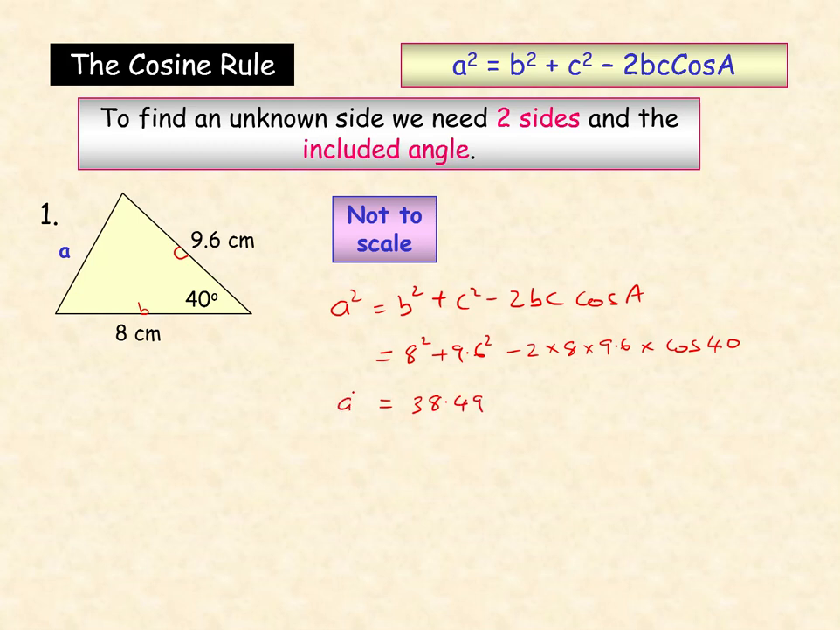But that's A squared. So I need to find A, and I do that by finding the square root of 38.49. The square root of 38.49 is 6.20, two decimal places, centimeters. So what I want you to do now is hit pause, copy this down as an example, and when you're ready to look at the next example, click play again.